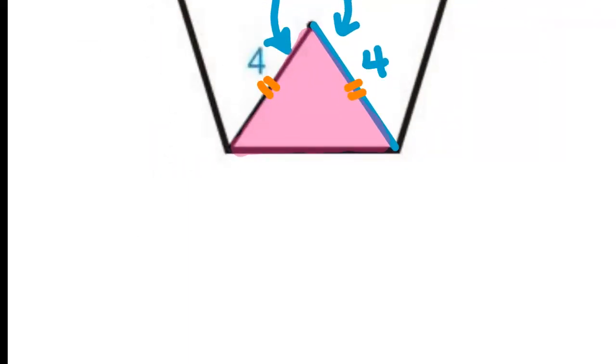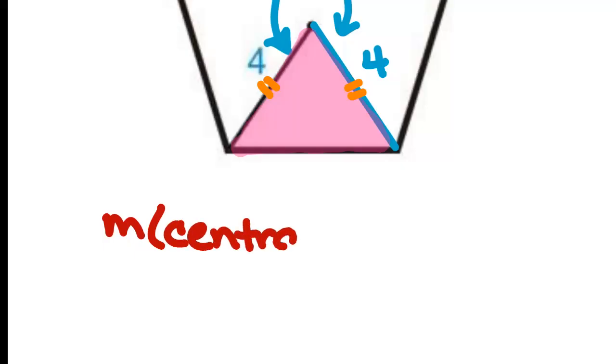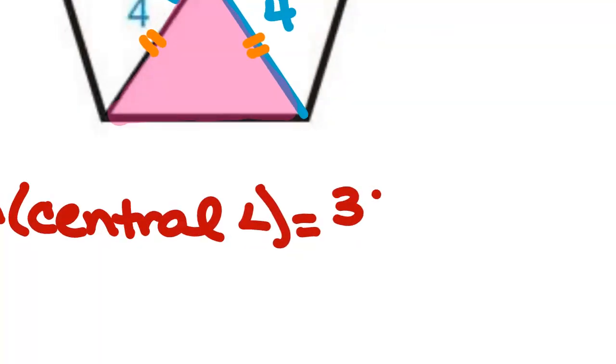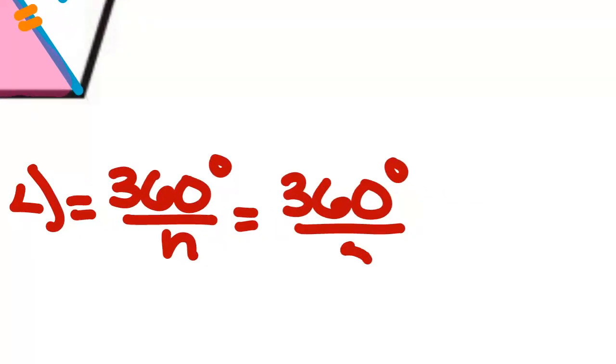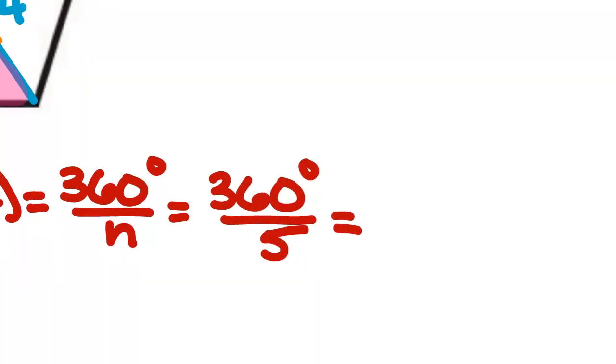Then we need our central angle. The measurement of the central angle is equal to 360 divided by the number of sides. So 360 divided by what? Divided by 5. What is 360 divided by 5?